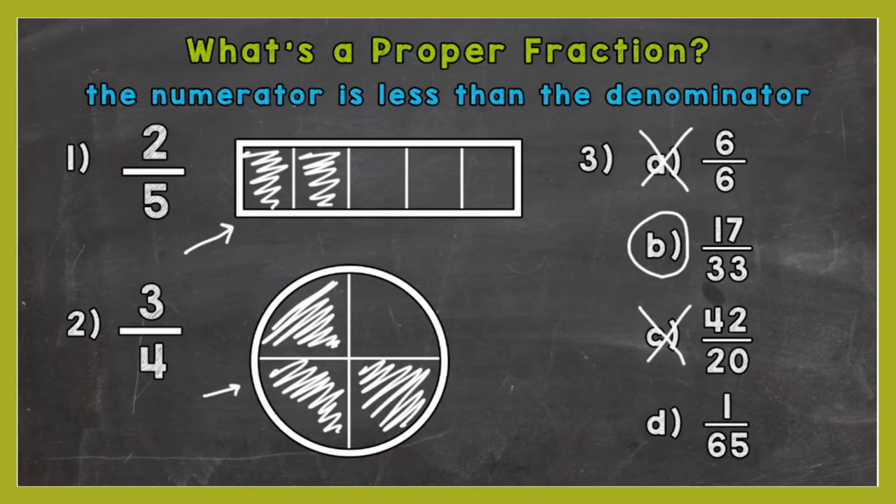And then finally D, 1 over 65. So our numerator is less than the denominator, therefore we have a proper fraction, and that fraction holds a value less than a whole. So there you have it. A brief introduction to proper fractions.